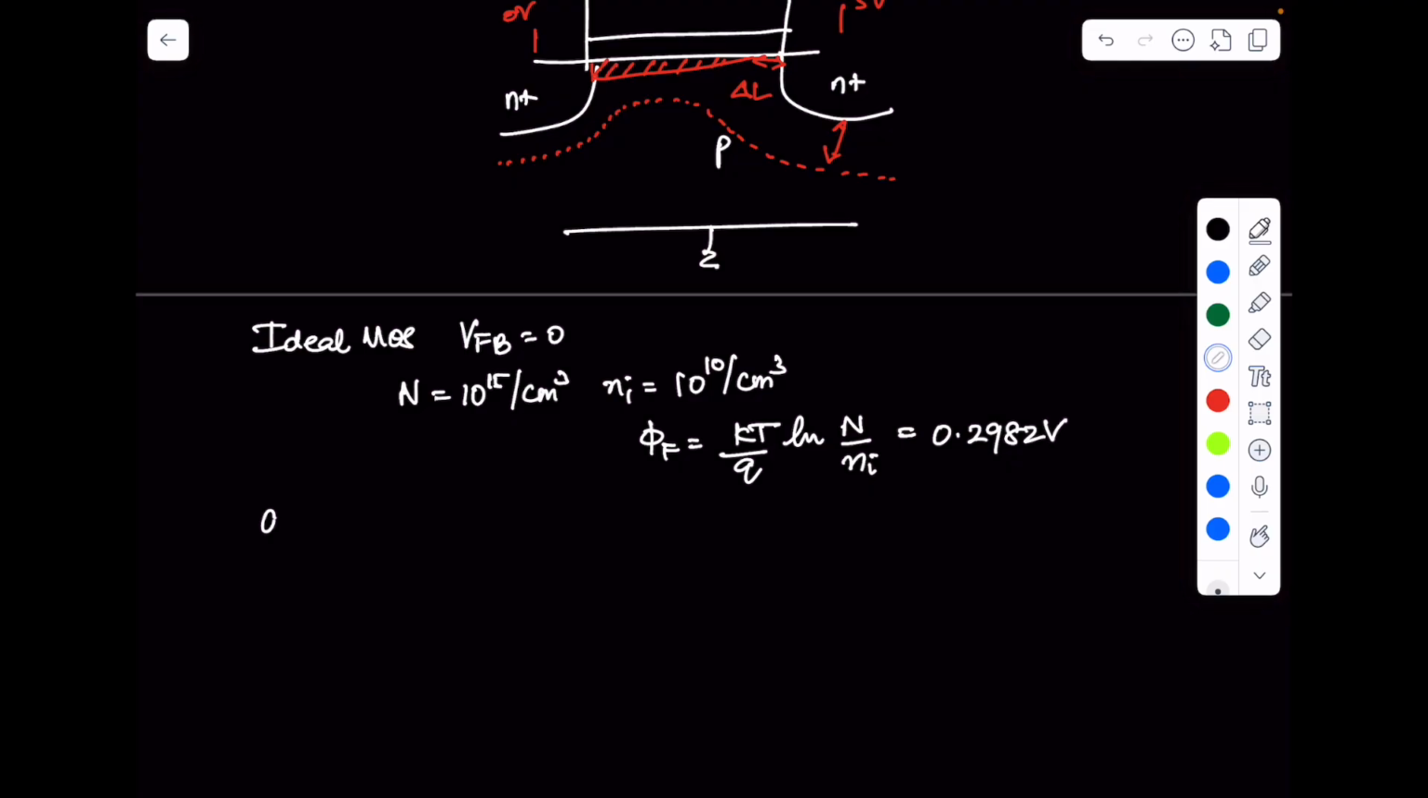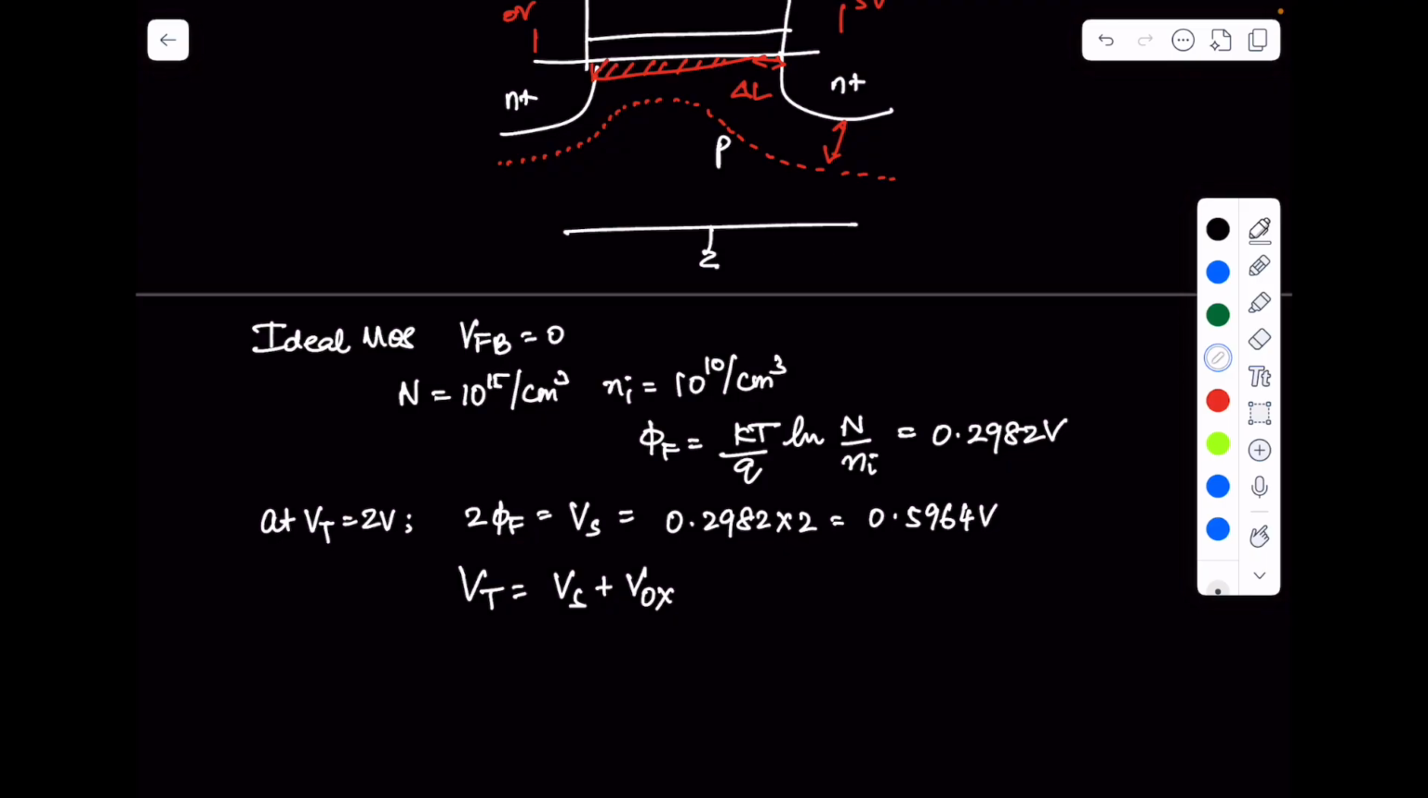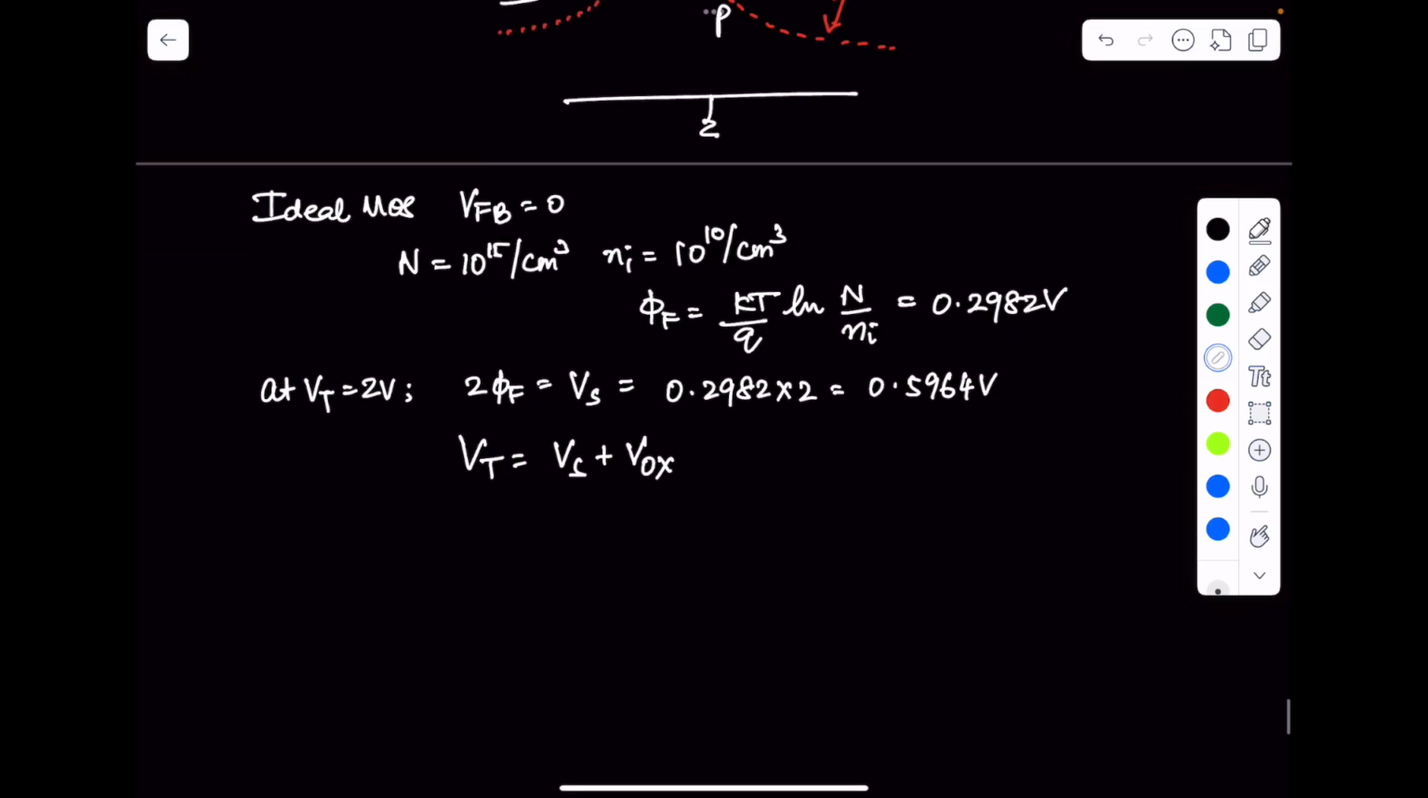So now at Vt equal to 2 volts, you have 2 phi f is equal to Vs. That's the voltage in the substrate. And that is basically 0.2982 into 2, which is 0.5964 volts. Remember, Vt is Vs plus Vox. So we know Vt, we know Vs, which means the Vox at threshold is going to be 2 minus 0.5964, which is 1.4036 volts.